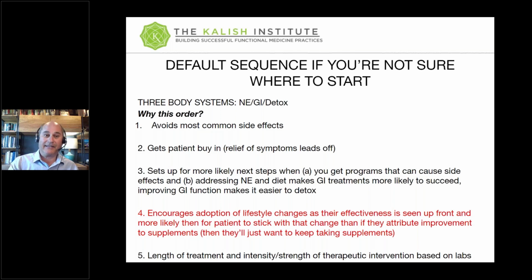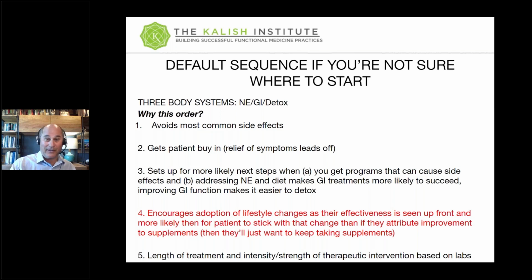So now 3 body systems: neuroendocrine, GI, and detox. Neuroendocrine, GI, and detox. And why in this order? Well, because the neuroendocrine programs shouldn't cause any side effects. We're talking about adrenal support, mitochondrial support, general hormone support. Shouldn't have any side effects from that stuff unless something's really wrong with the patient. If they do have side effects from neuroendocrine support, then you've got a really tough case on your hands.